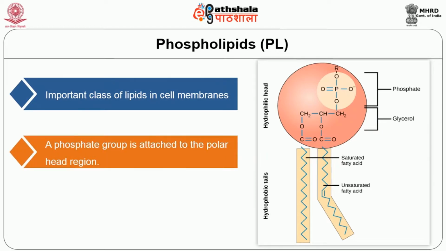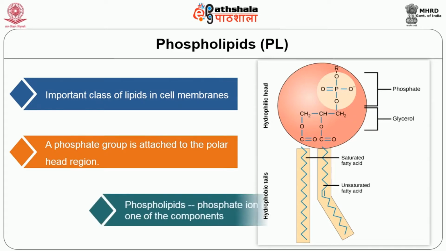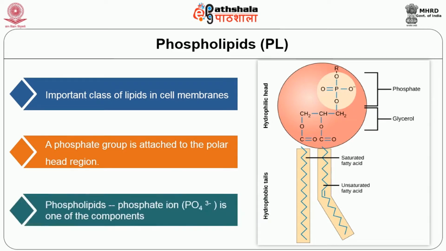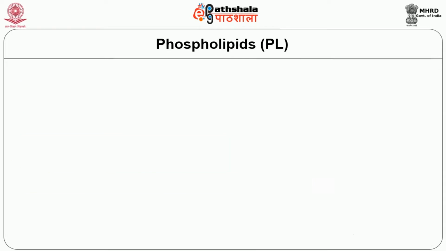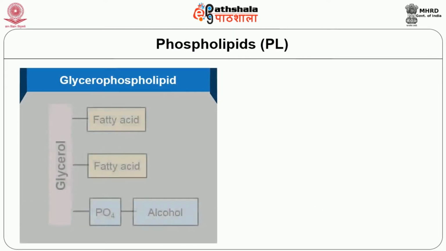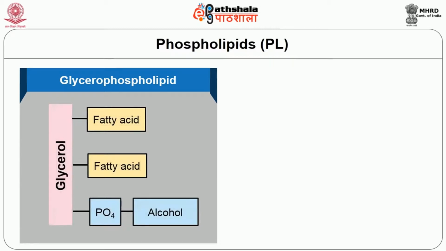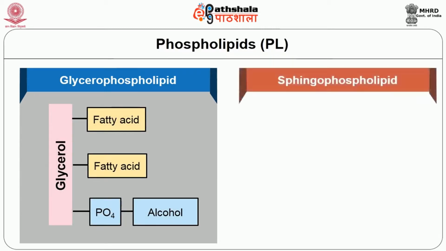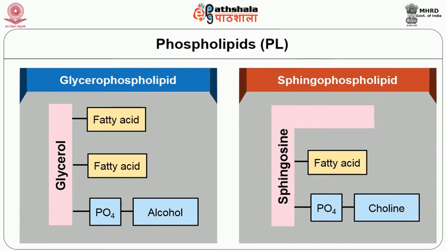In phospholipids, the phosphate ion is one of the important components. Based on the structure, phospholipids can be classified into glycerophospholipids if they have glycerol as a backbone, or sphingophospholipids if they have sphingosine as a backbone. Let me draw your kind attention to the diagram here.